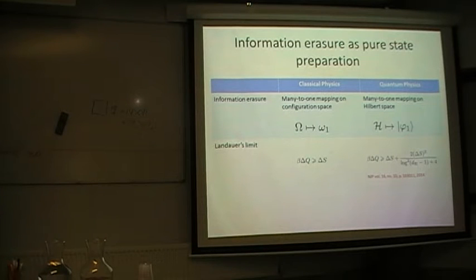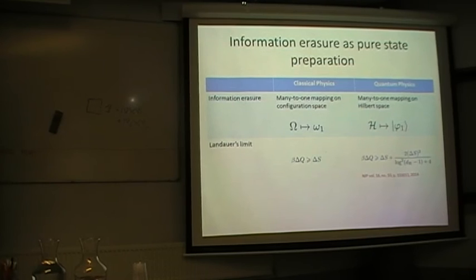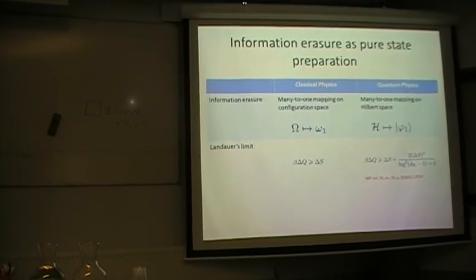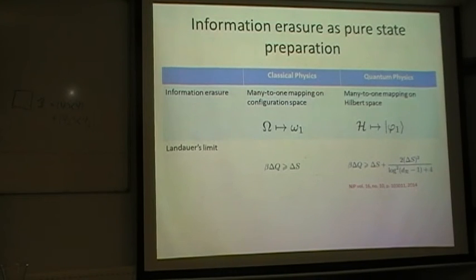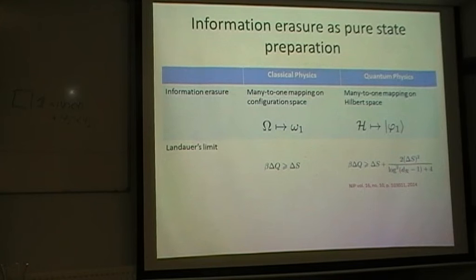And so here Landauer's limit says that ΔQ is the heat transfer to the reservoir, β is the inverse temperature, and ΔS is the entropy reduction on the system, the memory. So it's positive if you reduce the entropy. And this relation holds based on Landauer's principle. In quantum physics, this naturally translates to a many-to-one mapping on a Hilbert space, where you want to prepare your system or your memory in some defined pure state φ1. And there's a generalization of Landauer's principle by David Reeb and Michael Wolf in this paper, where they say there's a correction term based on the dimension of the Hilbert space of the reservoir, such that as d_R tends to infinity, you get back the original Landauer inequality.